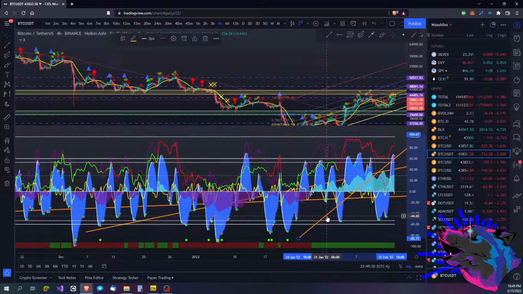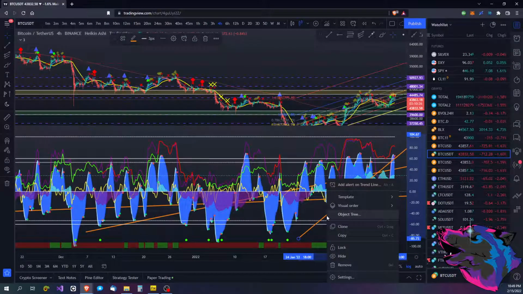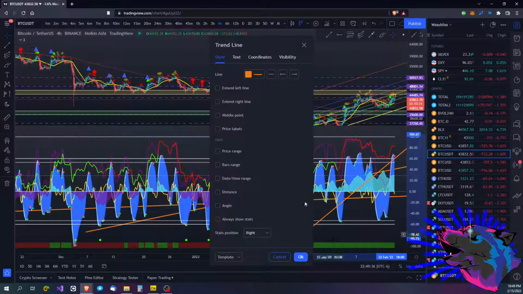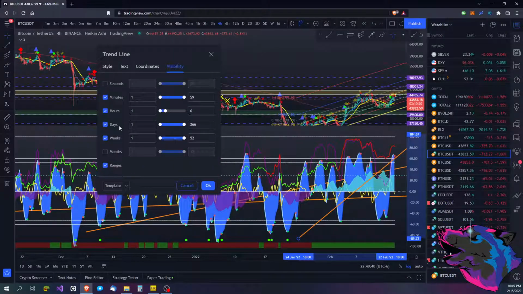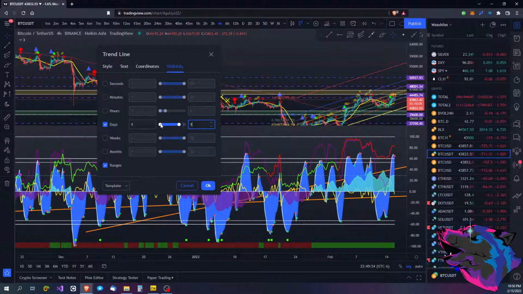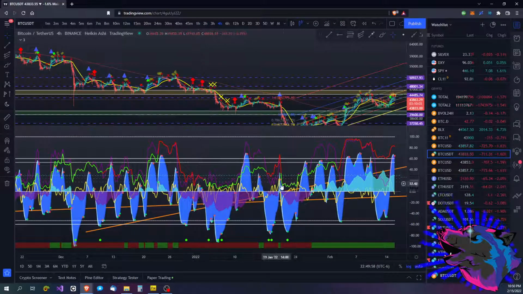And if you don't like that, which I don't blame you because I don't either, if you were to go to this visibility setting, you could switch it so that it only shows on the daily. I'll probably turn the weekly off too. So at this point, it's only showing on the daily charts. You could change that to 1 so it only shows on the 1 day chart.